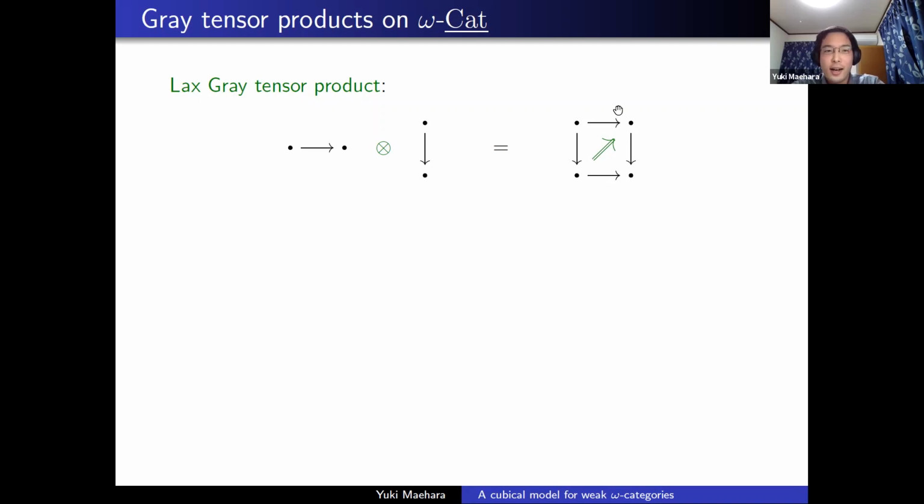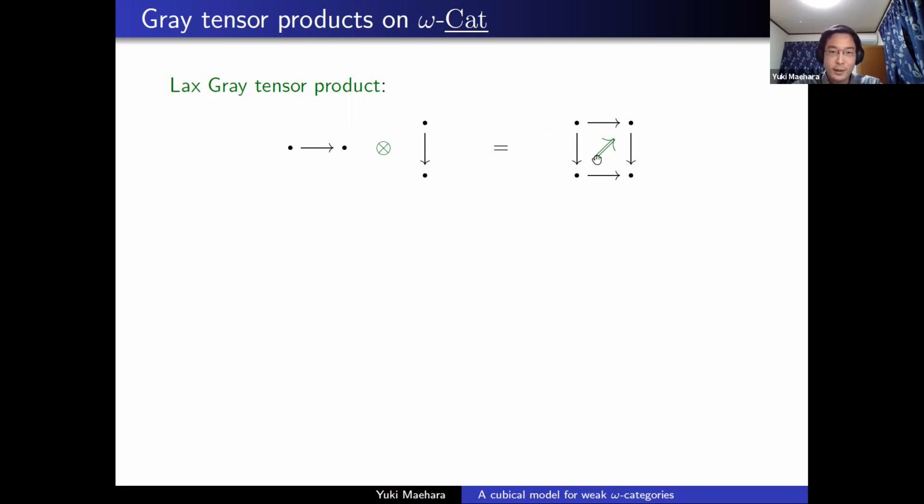And now I am being vague about whether this is a cubical or globular omega category, which I'm allowed to be because they're equivalent. And anyway, here is, at least, what the Lax Gray tensor product does on this particular pair.